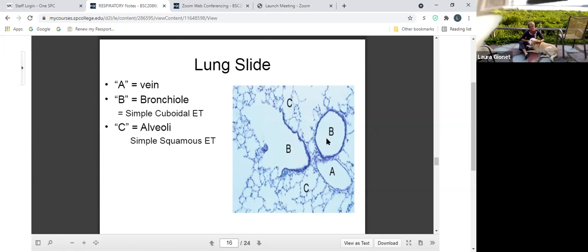have smooth muscle to bronchoconstrict and dilate. Epinephrine, norepinephrine, sympathetic nervous system, bronchodilate. That's the reaction, and that's the response. A is just pointing to a vein.